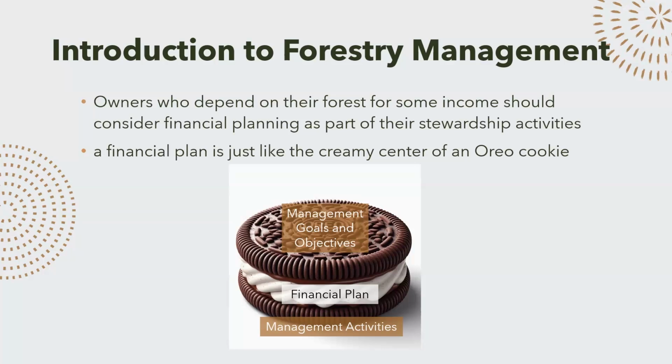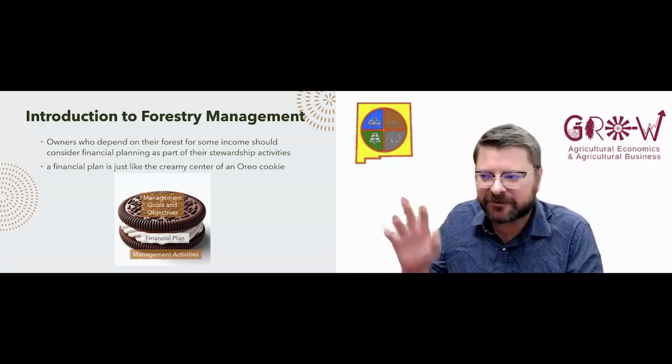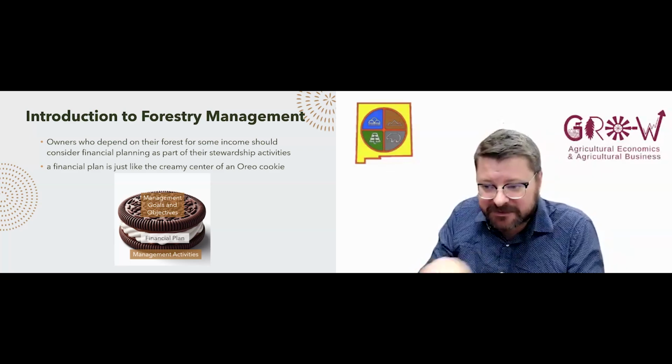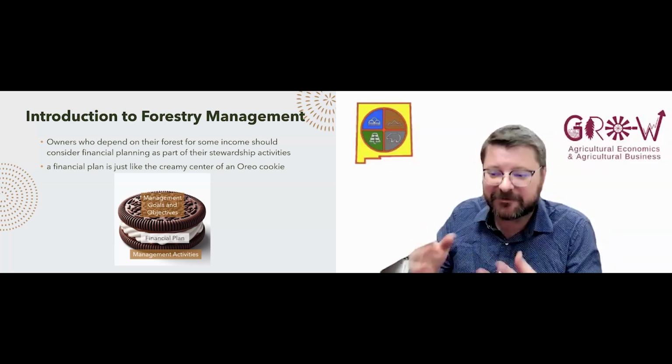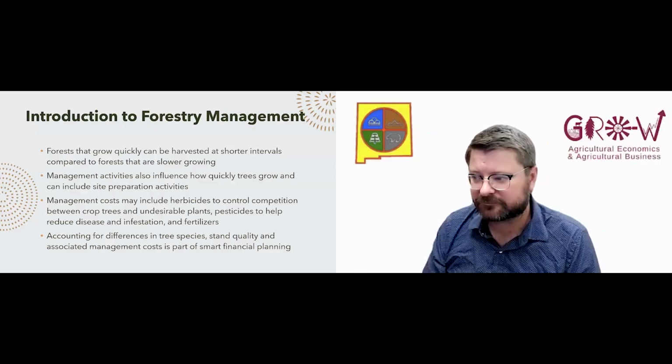I like to think of this as, it's kind of like the financial plan is the creamy center of an Oreo cookie. You've got management goals, objectives, and all the management activities that you do. And the creamy stuff in the middle is what makes you want to buy Oreos, right? One thing that we need to think about is forests that grow quickly can be harvested at shorter intervals compared to forests that are slower growing.